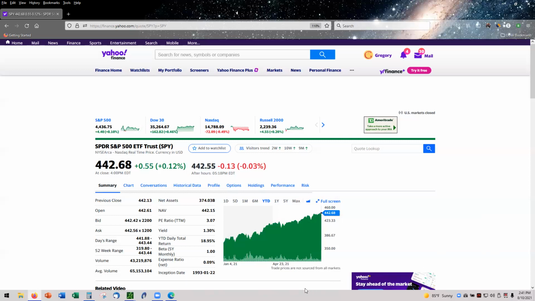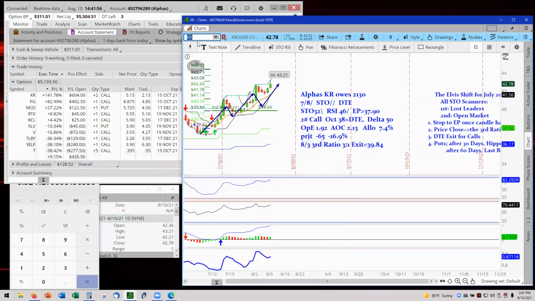So SPY 18.55, let's go on to the main event, and that is KR. Here is KR, and we are at 141. Now, I zoomed out a little bit because I wanted to show you I drew this Elliott wave a while back. You can go back and look at some of my videos. I drew it somewhere in this zone here.